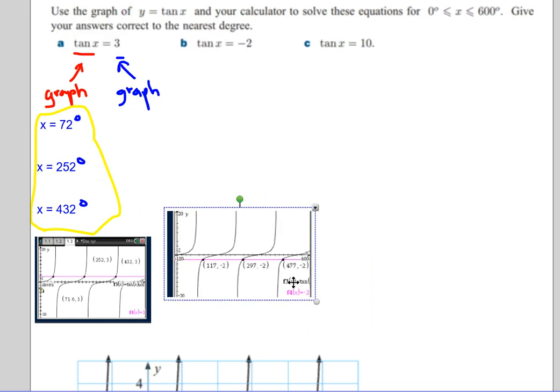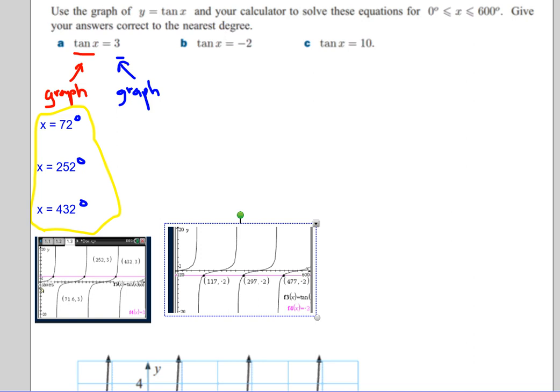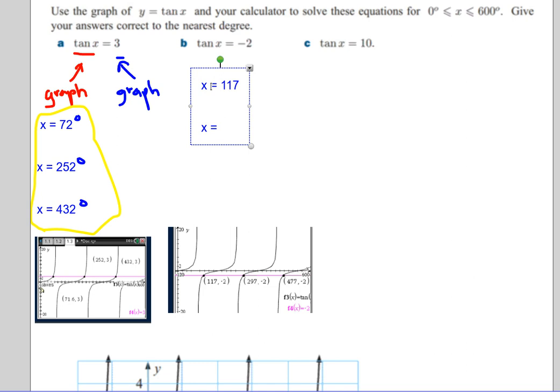So we have three answers again. X equals 117 to the nearest degree. Then x equals 297 to the nearest degree. And then x equals 477 to the nearest degree. Now let's put in our degree signs. You probably did it as you went, I hope. Degrees, degrees, degrees. So that's all they're asking us. Solve, for us to solve, which means find x. Give your answer to the nearest degree, which is what we've done.